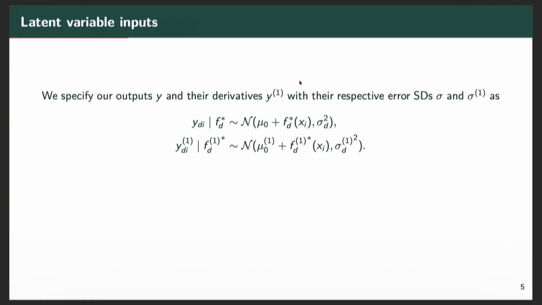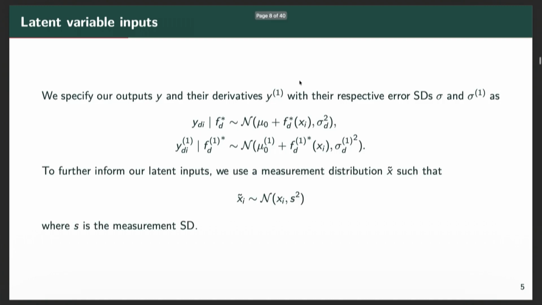Then we move on to specifying our outputs and the derivatives conditioned upon f and f1, respectively. At this stage, we also introduce an intercept term to account for any mean shifts. Of course, our objective being latent variable estimation, we can try to estimate the latent variables at this stage, but we will inevitably run into identifiability issues. What we do is take a measured quantity, let's say x tilde, and assume that it is a noisy variation centered around the true latent inputs x with some measurement standard deviation s.